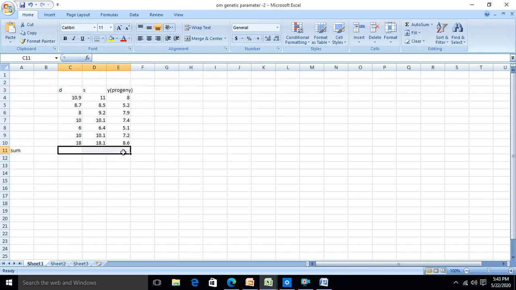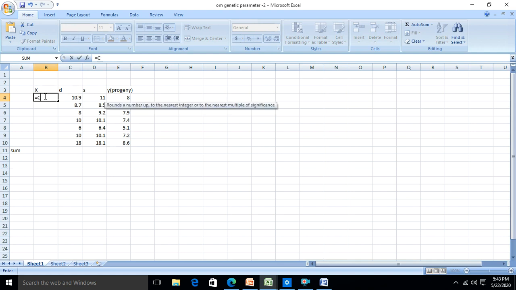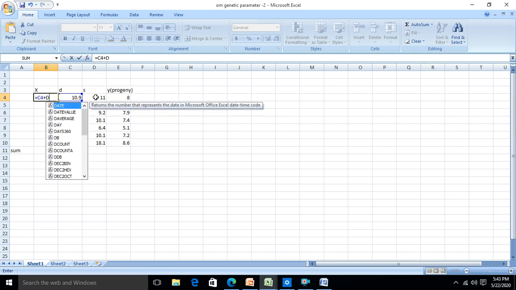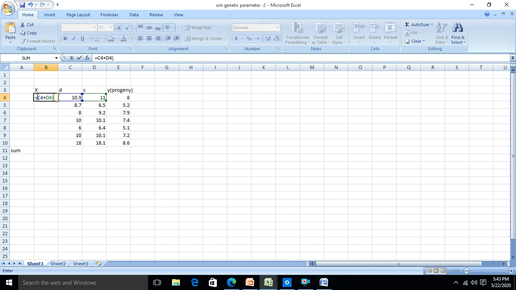This is the question, and you have to find the heritability by regression method of offspring on one parent and mid-parent. So this is the dam, this is the sire. You can take this as the average of both dam and sire. You can calculate it as equal to C4 plus D4, upon 2. This is how we work on the Excel sheet. I'm just calculating the average of the two parents. Dragging it, you will get similarly all the values.